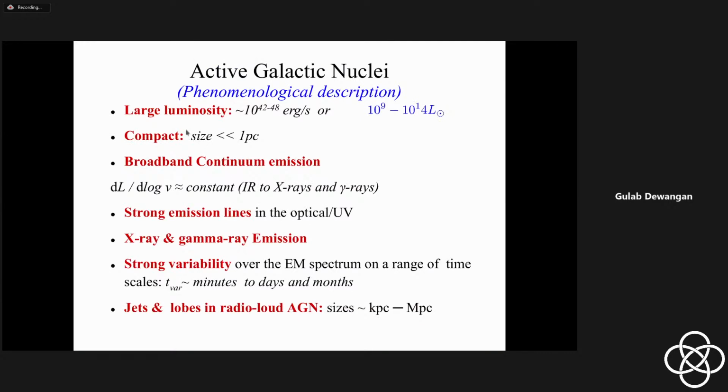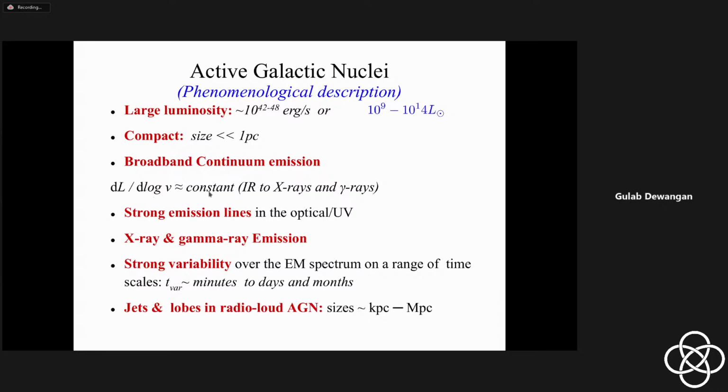Just to summarize, AGNs have very large luminosity, of the order of 10 to the power 9 to 10 to the power 14 times the luminosity of our Sun. The entire luminosity is coming from a very compact region, with a size much smaller than about 1 parsec. They emit broadband continuum emission from infrared to X-rays, and sometimes in gamma rays. If you look at the luminosity per decade in frequency, it's roughly constant.